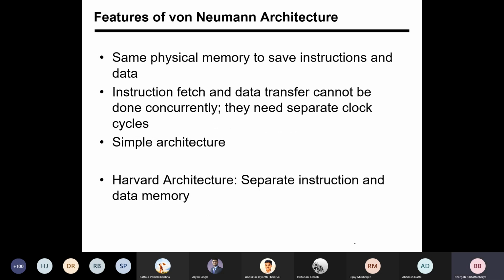Okay, so let me summarize here. What are the features of von Neumann architecture that you have discussed? Same physical memory to save instruction and data. And if you look at them as flat strings, there is no way to distinguish between them. And since you have the same memory, and at one instant of time the memory can be accessed only once because of the transfer mechanism and the transfer devices, therefore the instruction fetch and the data transfer cannot be done simultaneously.